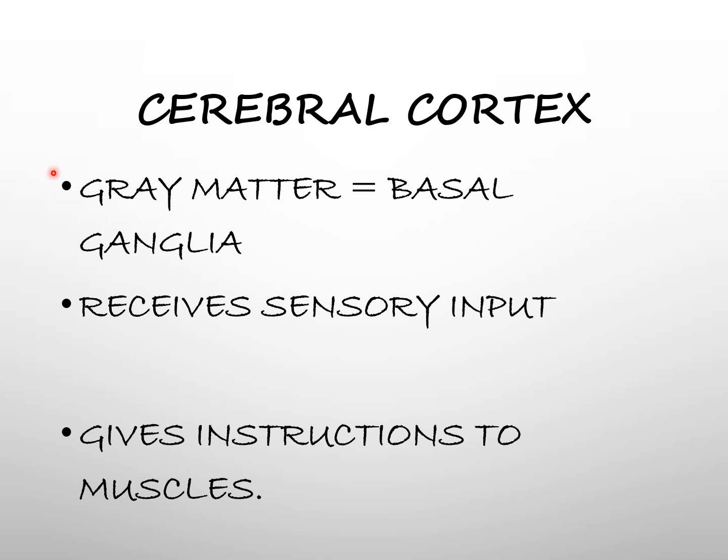Cerebral cortex, gray matter equals the basal ganglia. So what is that? It just receives sensory input and gives instructions to muscles. So that's what the cerebral cortex, the gray matter, is for: sensory input, instructions to muscles.